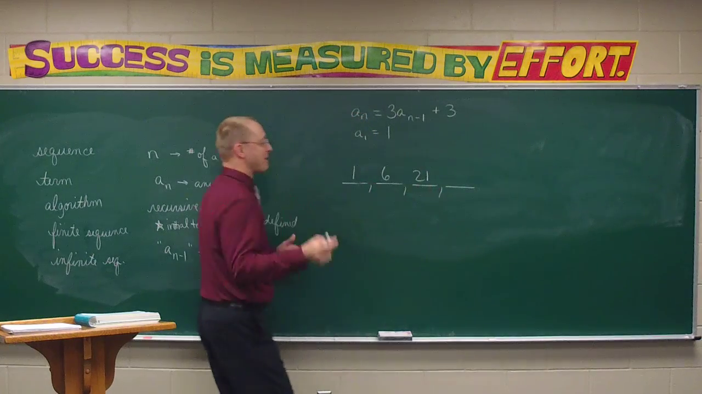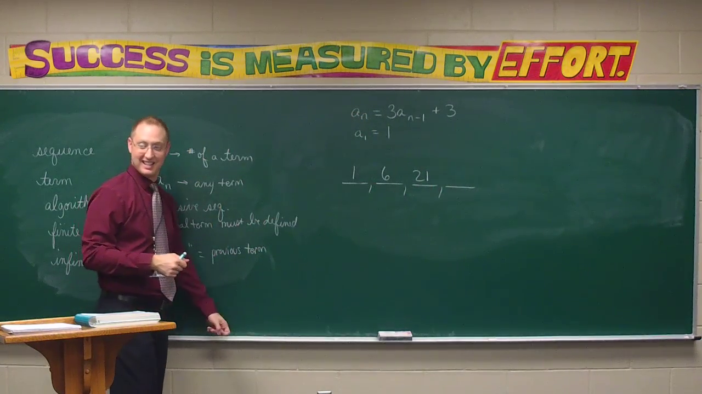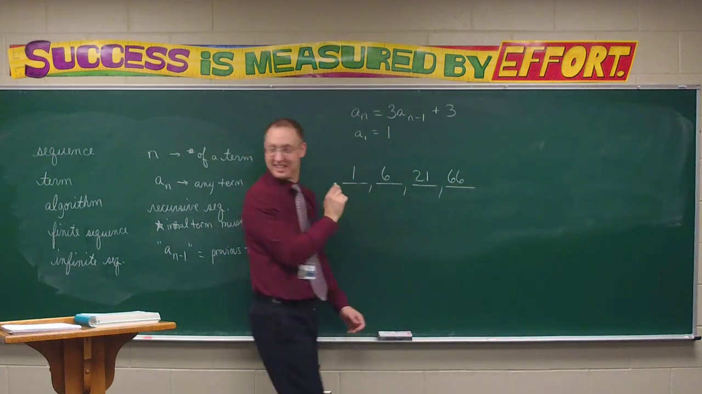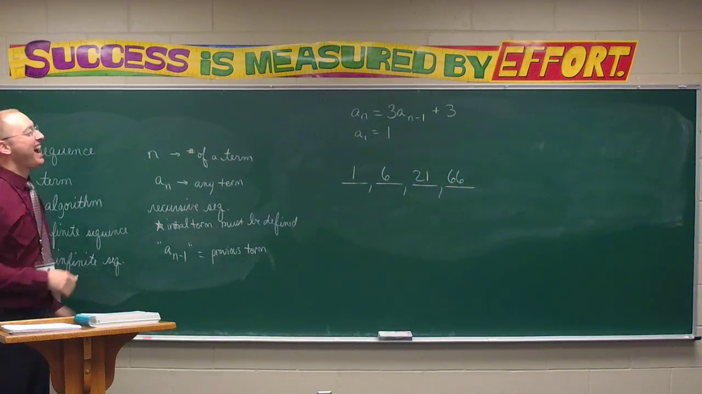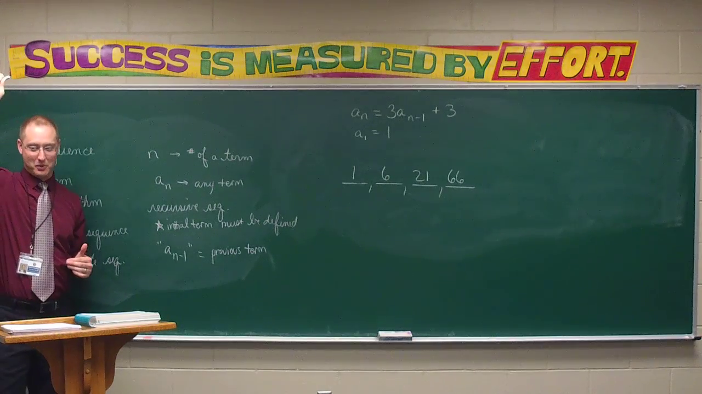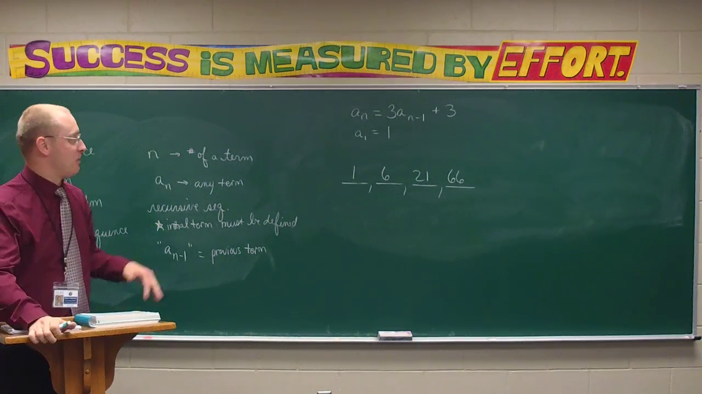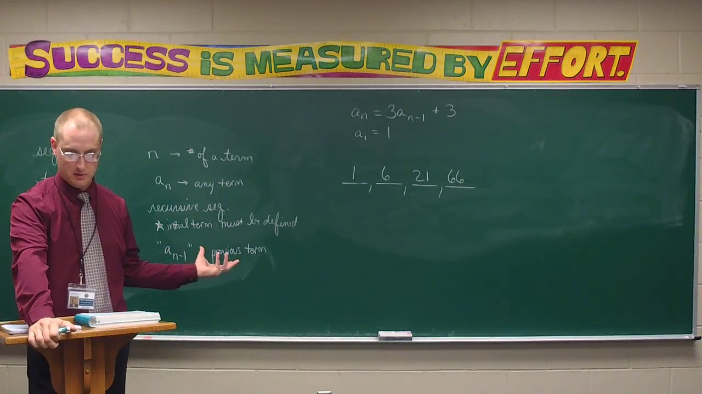And then if we multiply by 3 and then add 3, we get? You said 66, right? Yes, and that would be correct. How many had 1, 6, 21, 66 for the numbers here? Again, calculators certainly may be used if you want to. Do we feel like we understand recursive sequences?